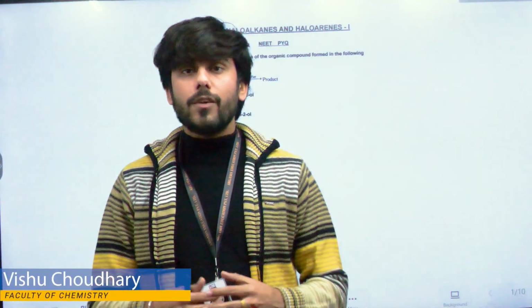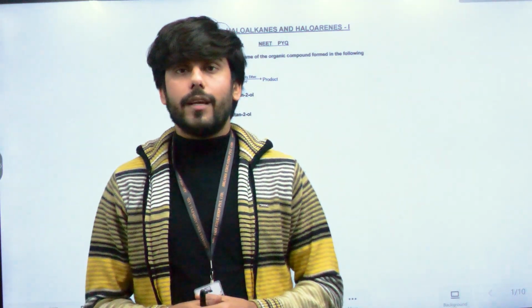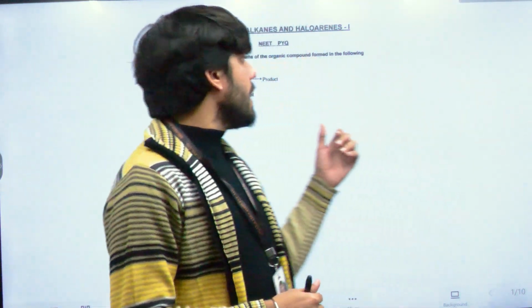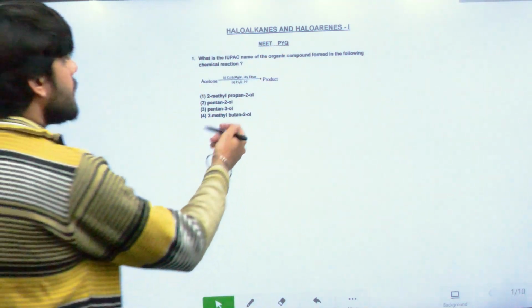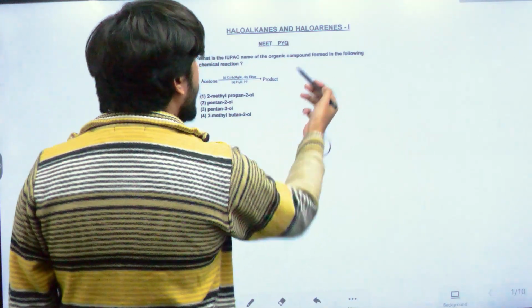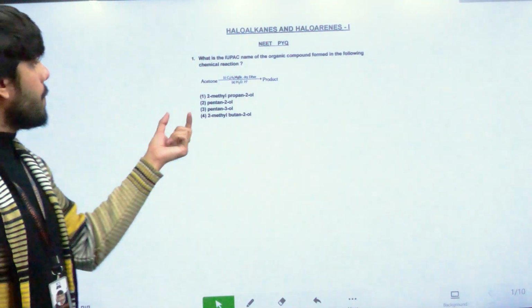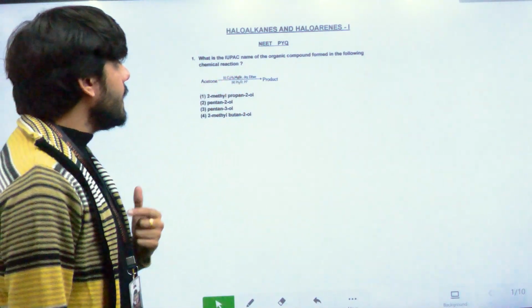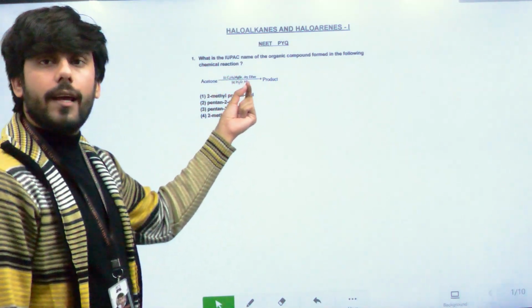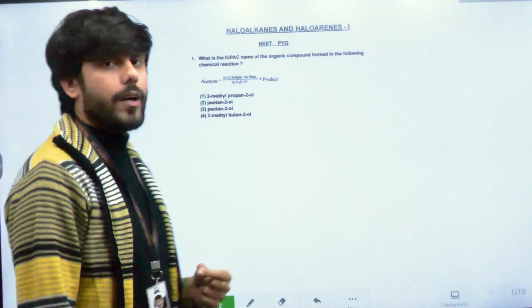Hello everyone. Today we are going to start with the PYQ series for NEET, and the first topic is haloalkanes and haloarenes. So let us start with the PYQs from this chapter. The first question is, what is the IUPAC name of the organic compound formed in the following chemical reaction? We have acetone, its reaction with ethyl magnesium bromide followed by hydrolysis, and you need to tell me the IUPAC name of the product.